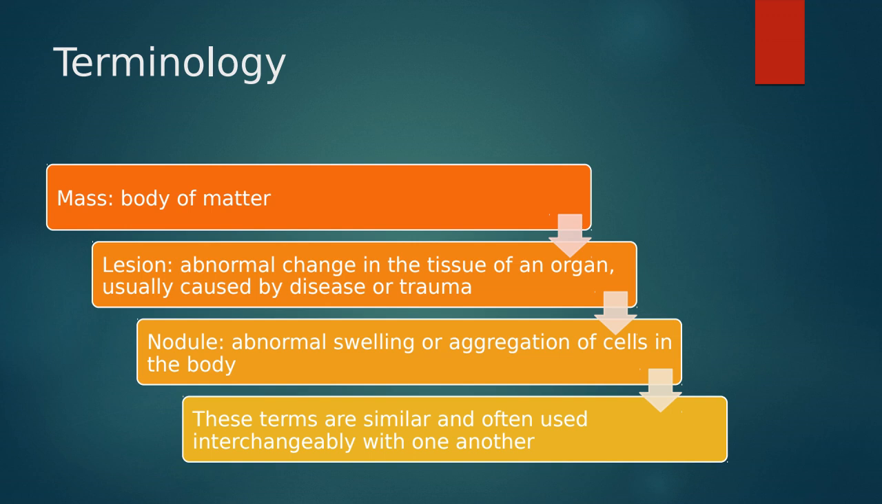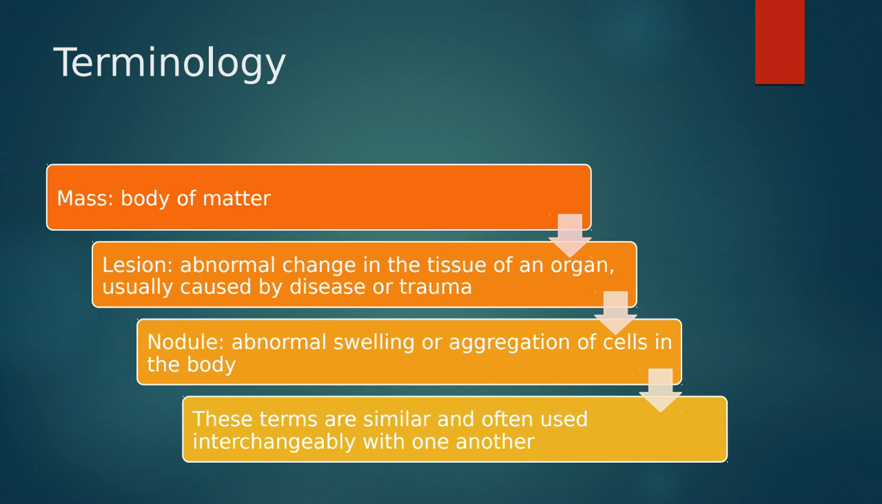So just some terms we have to talk about really quickly before we get into specifics. Mass, lesion, nodule, these are all terms that we give to something that we see while we're scanning that we don't really know what it is yet, or we're not 100% sure until we get a biopsy or a tissue sample. There are certain terms that are a little bit more specific, but these three terms are typically used interchangeably with each other.